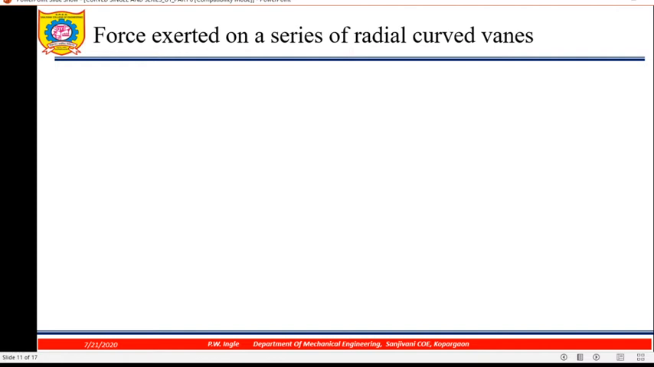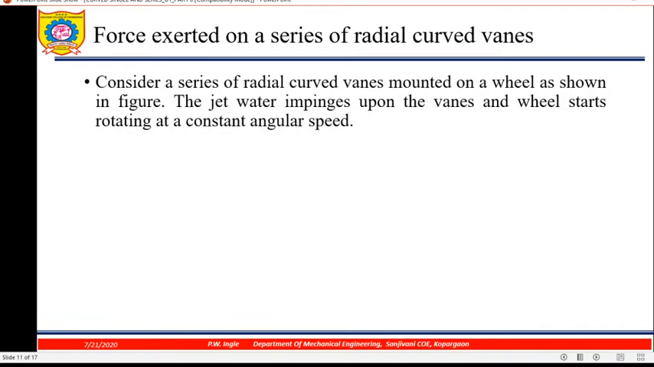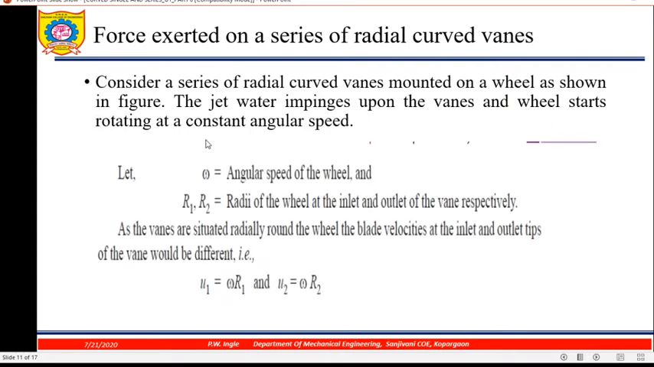So today we will discuss the force exerted on a series of radial curved vanes. Last time we discussed the force exerted on an unsymmetrical curved vane in a tangential direction. Consider a series of radial curved vanes mounted on a wheel as shown in the figure. The jet of water impinges upon the vane and the wheel starts rotating at constant angular speed. Let W be the angular speed of the wheel.